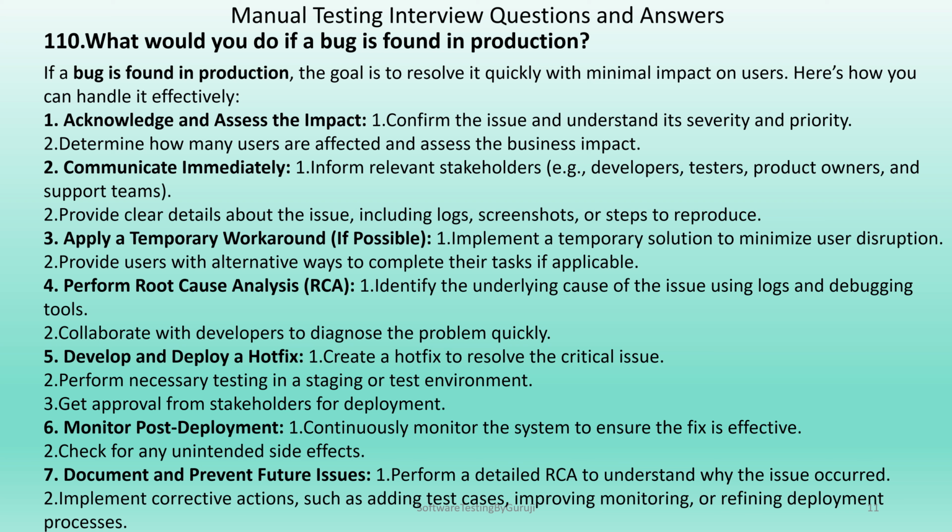Inform relevant stakeholders, for example developers, testers, product owners and the support team. Provide clear details about the issue including logs, screenshots or steps to reproduce. Third, apply a temporary workaround if possible. Implement a temporary solution to minimize user disruption. Provide users with an alternative way to complete their task if applicable.